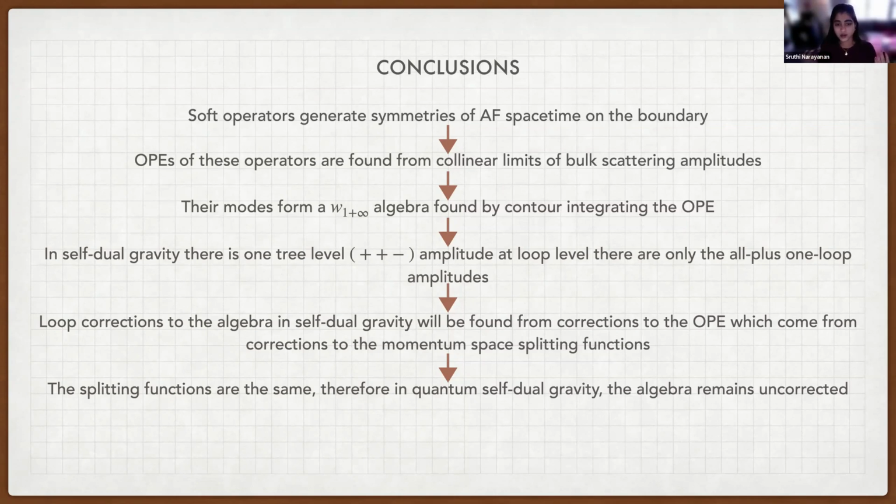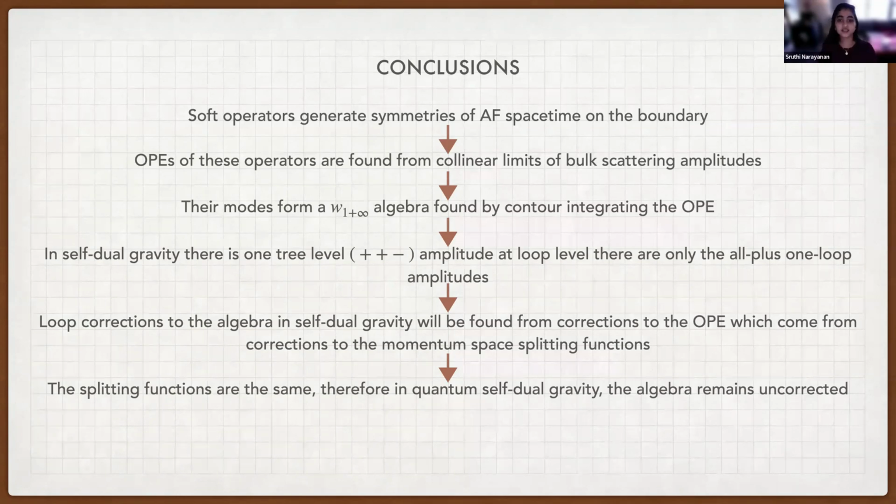And we wanted to see what happened at the quantum level. So we considered quantum self-dual gravity, where we had only one tree level amplitude and only all plus amplitudes at loop level. The important way to come to the conclusion is that loop corrections to the algebra will be found from corrections to the OPE that will originally come from corrections to momentum space splitting functions. And since we were able to show that the splitting functions are the same, our conclusion was that in quantum self-dual gravity, this classical W1 plus infinity algebra remains uncorrected at the quantum level.